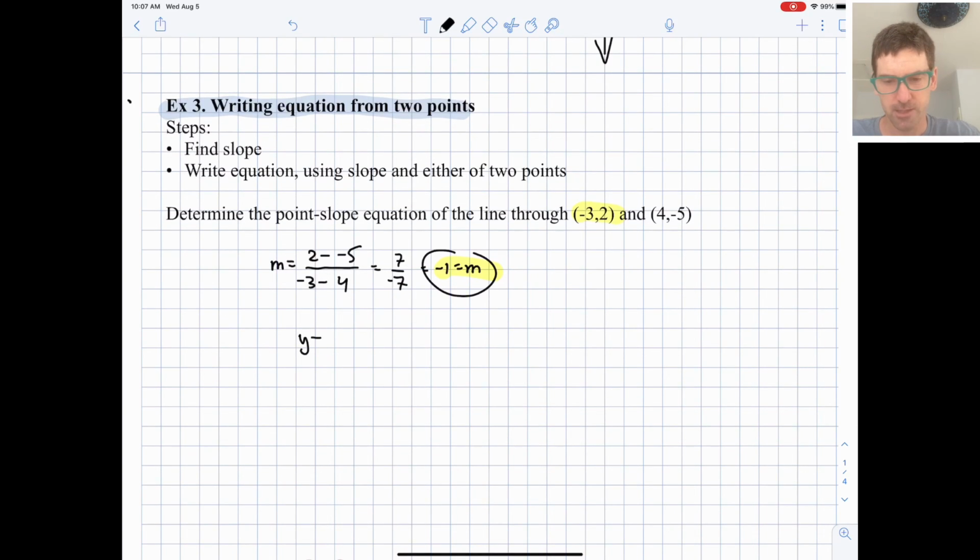So y minus our y value equals m times x minus our x value. And then we can simplify a little bit. And we're done. Okay? So we just went from 2 points to a point-slope equation of a linear function. And that's a good place to stop right there.